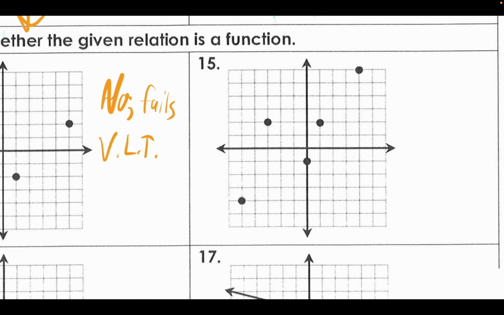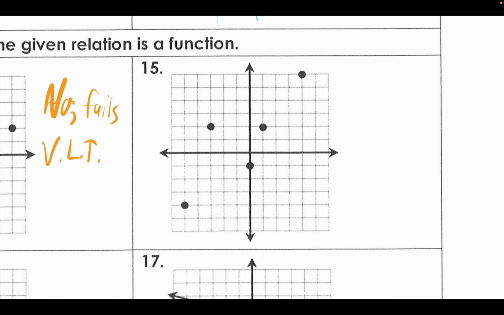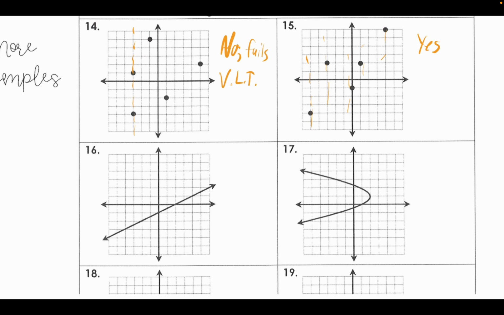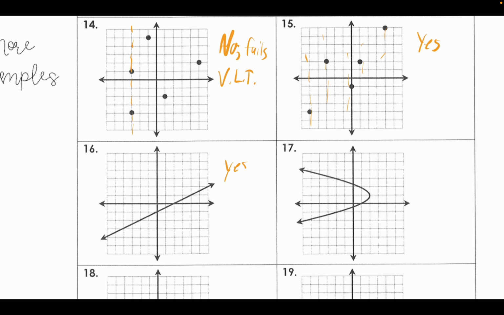Number 15. Let's figure out if this is a function or not, and go ahead and try 15 through 21 as well on your own. So 15 here, there's no vertical line that can be drawn that would ever hit more than 1 point. It would either hit 1 or none. So yes, this is a function and it passes the vertical line test. Number 16 also passes the vertical line test. No vertical line would ever hit more than one point.